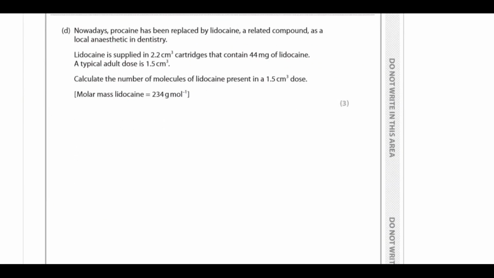Now, the next question they said here is that procaine nowadays has been replaced by lidocaine, which is a related compound, as a local anesthetic in dentistry. Lidocaine is applied in 2.2 cm3 cartridges that contain 44 milligram of lidocaine. A typical adult dose is 1.5 cm3. They told you to calculate the number of molecules of lidocaine present in the 1.5 cm3 dose. At first let's calculate the mass of lidocaine in 1.5 cm3, since that's the typical adult dose.